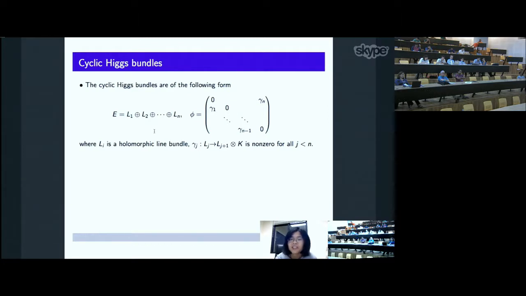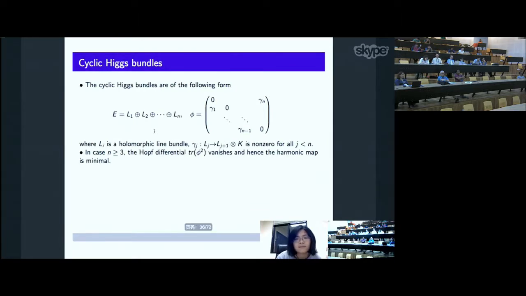But we have a condition here. We want this gamma j non-zero if j is less than n. So we don't require gamma n to be non-zero. So it can be a loop, or the last arrow can be cut. Because now we have an explicit form of this Higgs field, we can really see the Hopf differential.